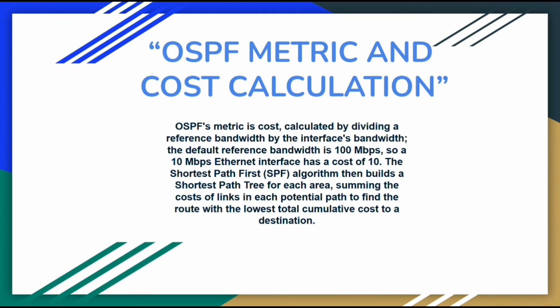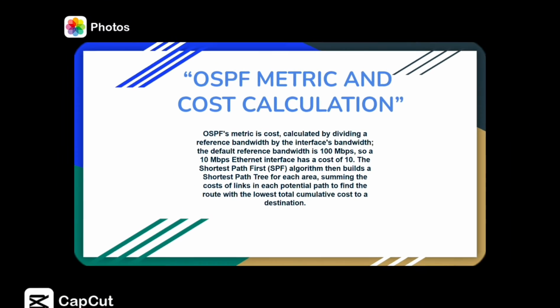OSPF metric and cost calculation. The OSPF metric is cost, calculated by dividing a reference bandwidth by the interface bandwidth. The default reference bandwidth is 100 Mbps, so a 10 Mbps Ethernet interface has a cost of 10. The shortest path first SPF algorithm then builds a shortest path tree for each area, summing the cost of links in each potential path to find the route with the lowest total cumulative cost to a destination.